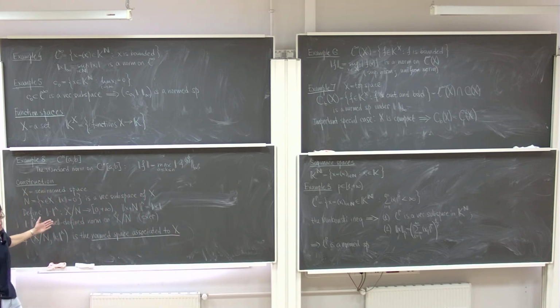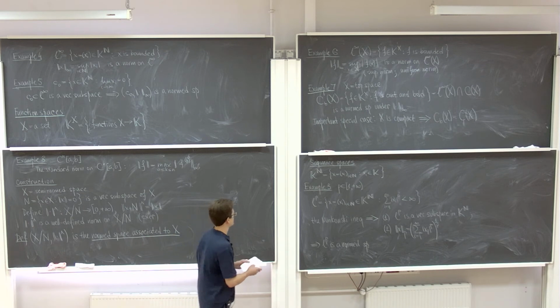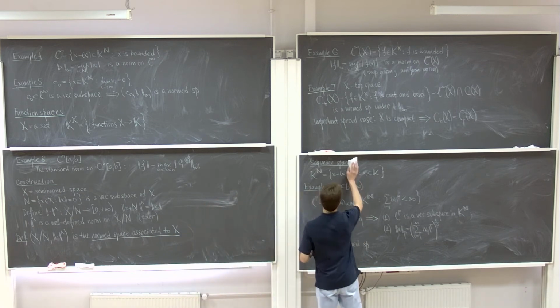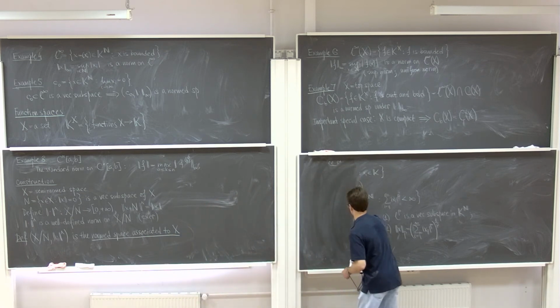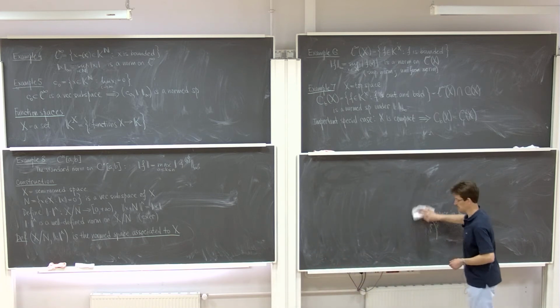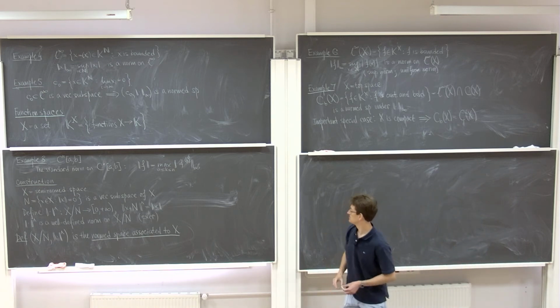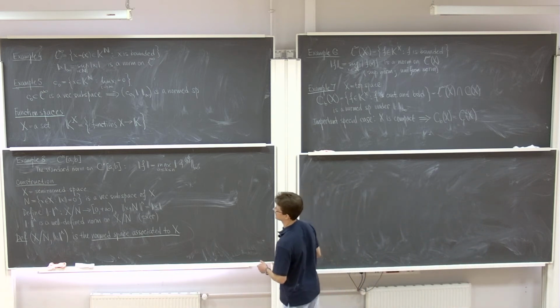So this is the standard method of constructing norm spaces out of semi-norm spaces. Okay, now let's come back to examples. Example 9.